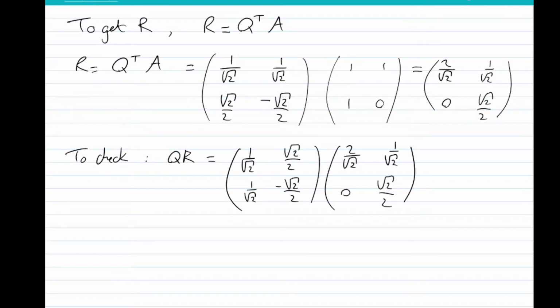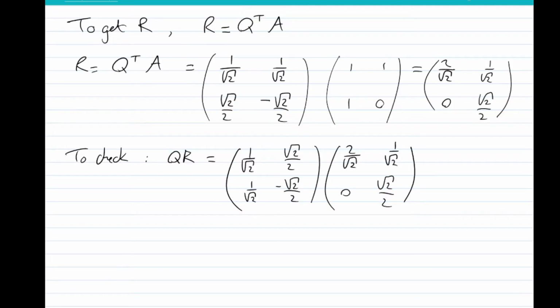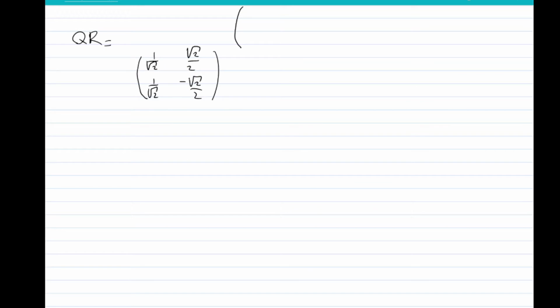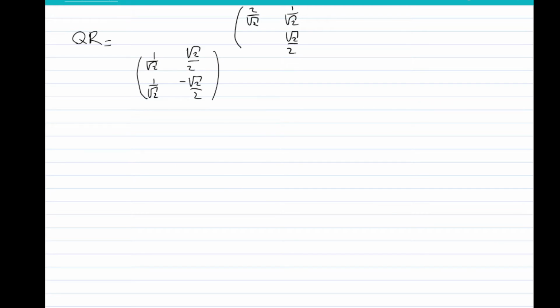So it's 1 over square root 2, 1 over square root 2, 1 over square root 2, minus, okay, where am I? Square root 2 over 2, minus square root 2 over 2. Okay, and I'll write the matrix R, the matrix on the right of the product, here instead of writing them side to side. R is 2 over square root 2, 1 over square root 2, square root 2, 2 over square root 2, 1 over square root 2, and square root 2 over 2, yes, and 0.